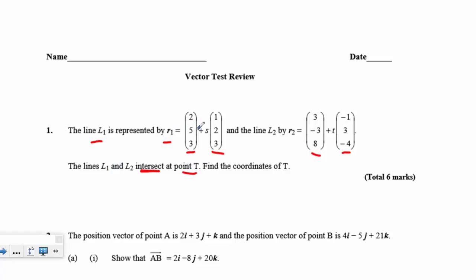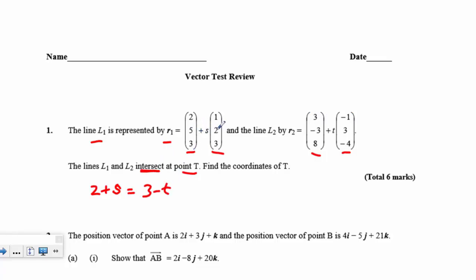Okay, so what we're going to do is take this vector equation of a line and set it equal to this vector equation of a line, and where they are equal, that's where they should intersect. So I have 2 plus s times 1. So 2 plus s, and that's going to equal 3 plus negative 1 times t. So it's 3 minus t.